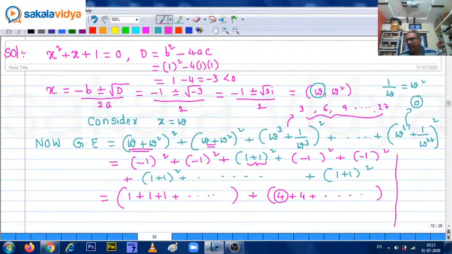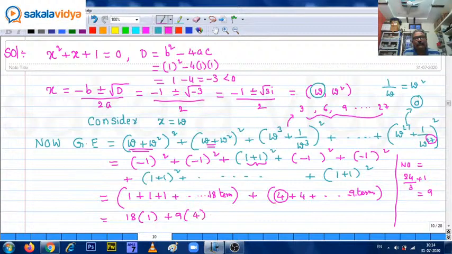Here you need to write the multiples of 3 up to 27. How many multiples of 3 are there up to 27? It is very simple to find: 27 minus 3 is 24, the common difference is 3, so 24 by 3 is 8, plus 1 is 9. So there are 9 such terms. Out of a total of 27 terms, 27 minus 9 is 18, so the other terms are 18 in number. So we have 18 times 1 and 9 times 4, which is 18 plus 36. So the answer equals 54. This is the answer.